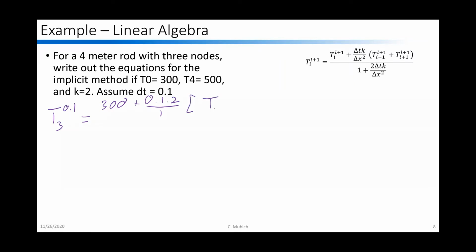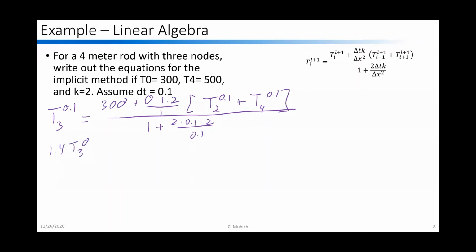In this case, it's T2 at my current time step plus T4 at my current time step, all over 1 plus 2 times delta T, 0.1 times K2 over 0.1. Okay, so now we're going to end up with a similar equation. We have 1.4 T3 at 0.1. Oops, that should just be a 1. There we go.